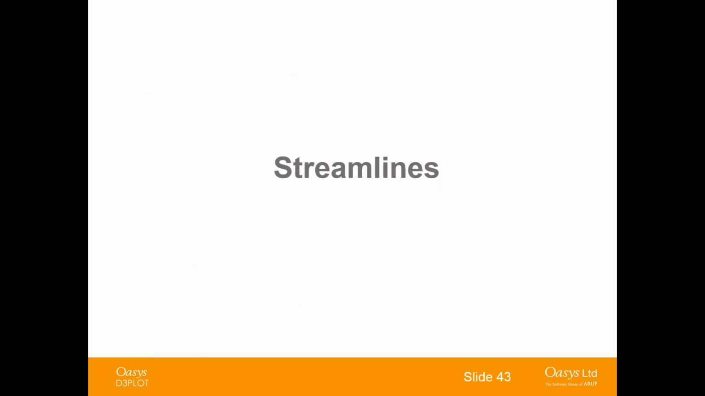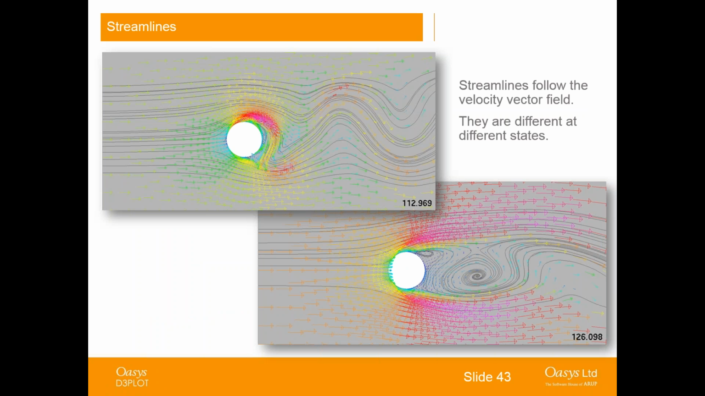The next item is streamlines. Streamlines follow a velocity vector field. They are different at different states. There are two examples given here where we have the streamlines at 113 seconds and 126 seconds.